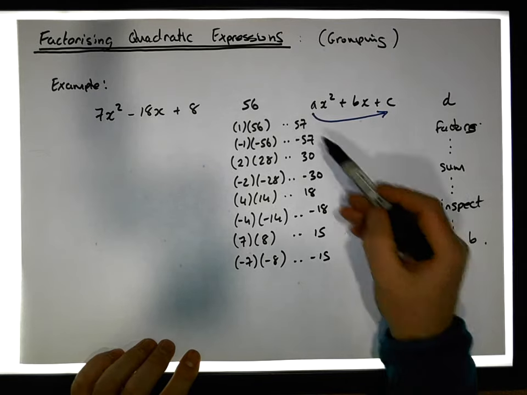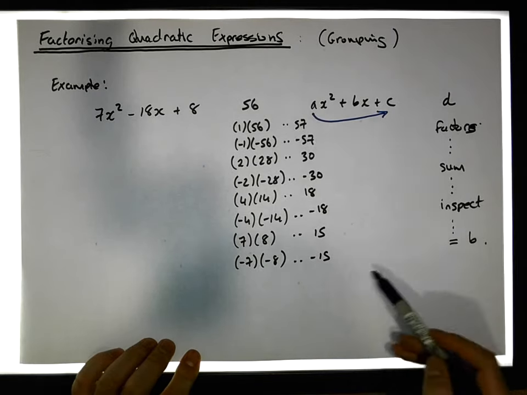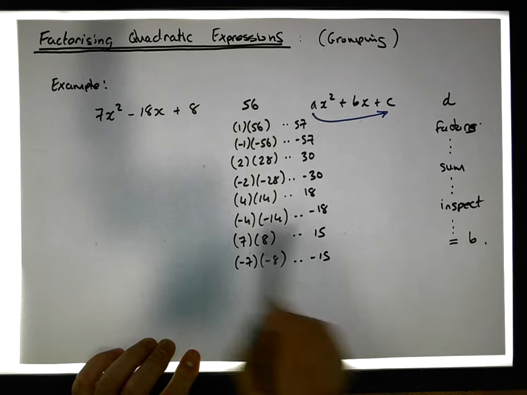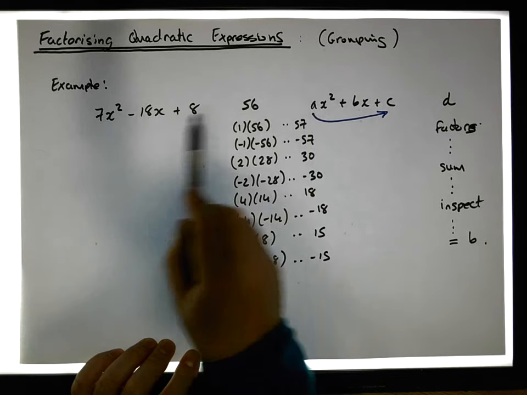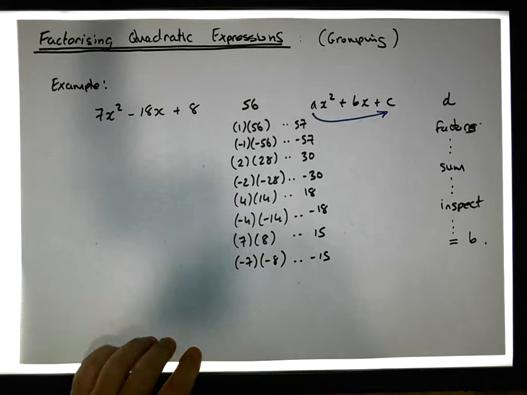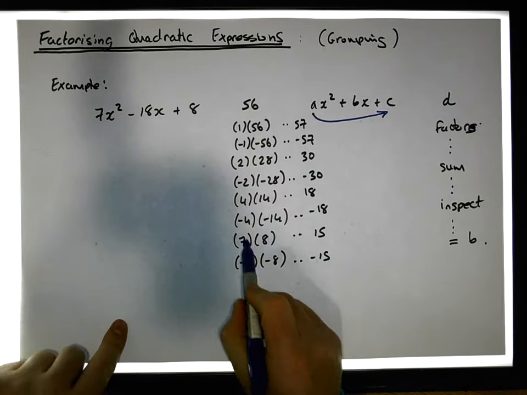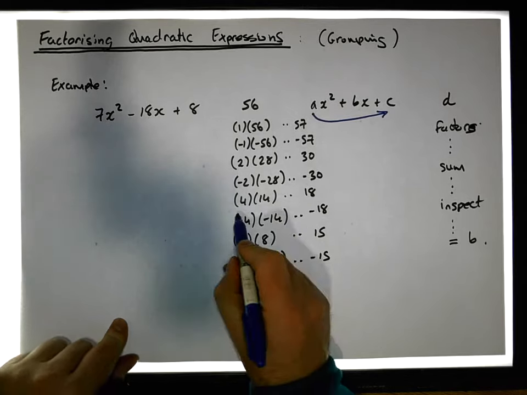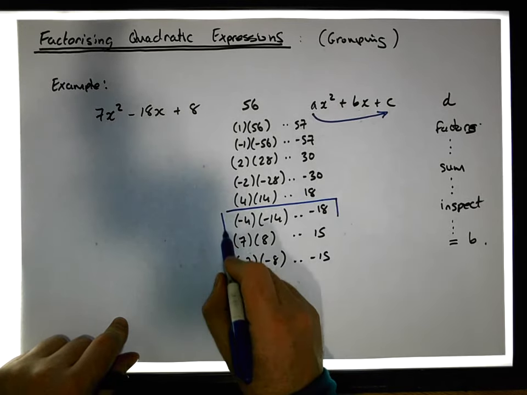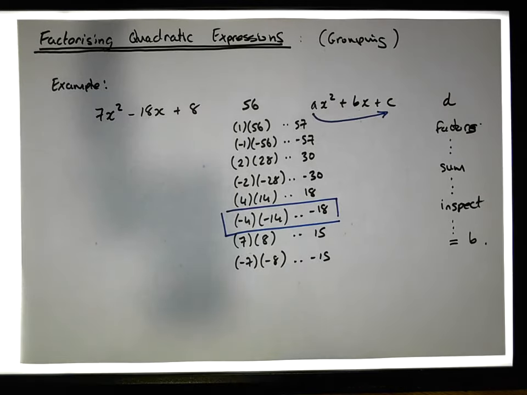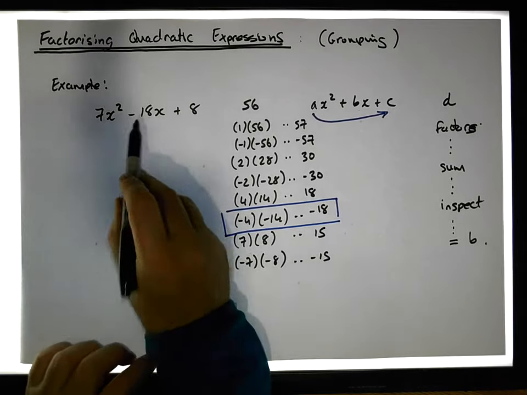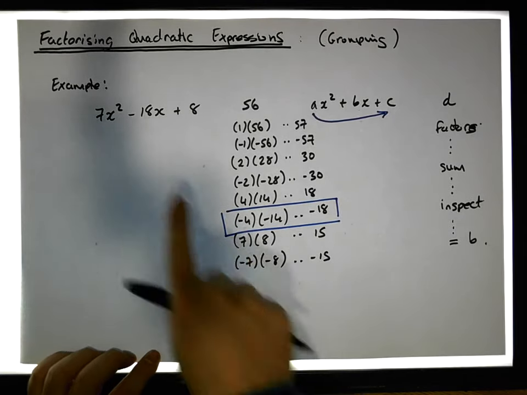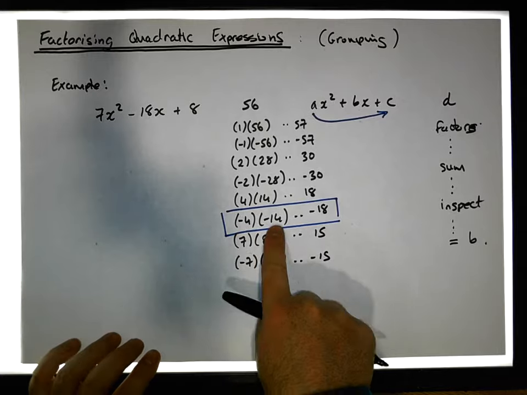Now we inspect this list of summations until we find one that equals b. In this case, the coefficient of the x is minus 18. So which one equals b? There it is there. Minus 4 and minus 14 summed together to give me minus 18. So actually this is the key fact that we're going to require now. Okay. And now what we do is we split the minus 18x up into minus 4x and also minus 14x.